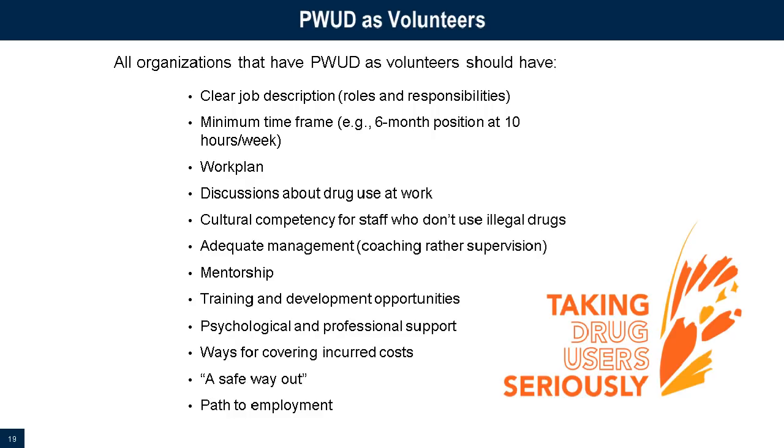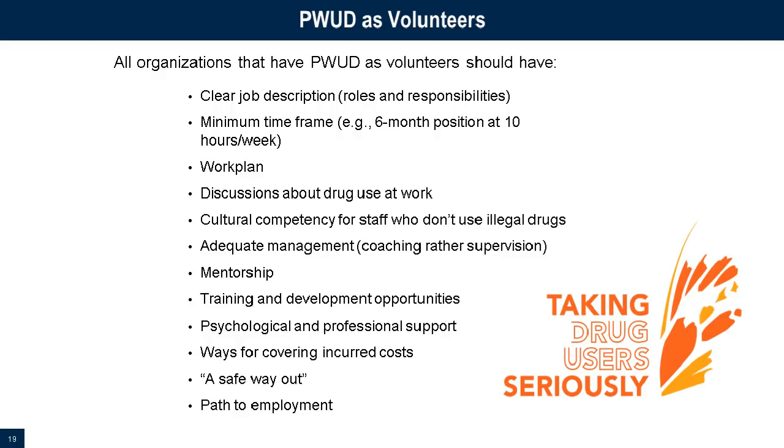And so this is just a general understanding, hopefully to start a discussion around these issues. But what is clear is that there needs to be a clear job description. What is the roles and responsibility of volunteers? Everything needs to be outlined, no ambiguity. This includes a minimum time frame of how much that person's going to work or volunteer, a 6-month position at 10 hours a week, per se. There needs to be a work plan that outlines the person's day-to-day activities.